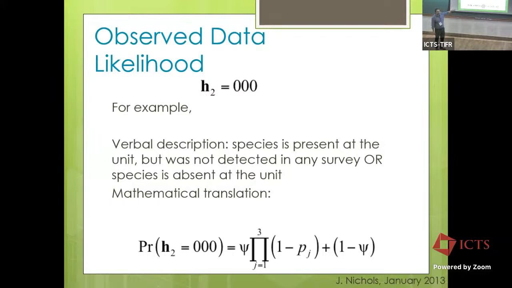This is multiplication, not summation. You're multiplying psi into 1 minus P1 into 1 minus P2 into 1 minus P3, plus 1 minus psi. Yeah, everybody is with me?